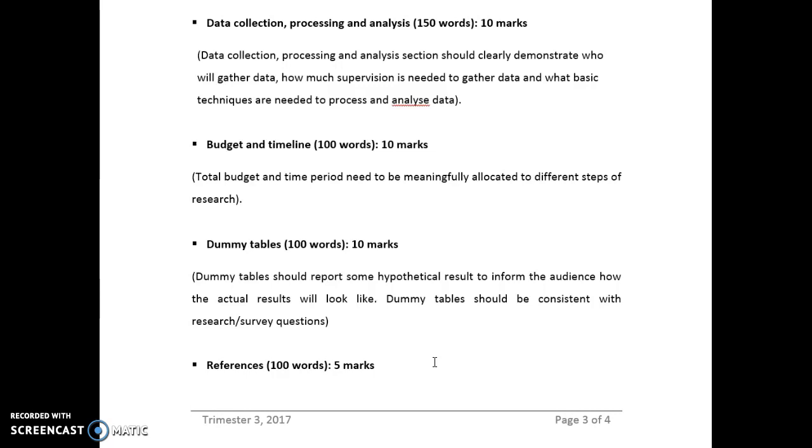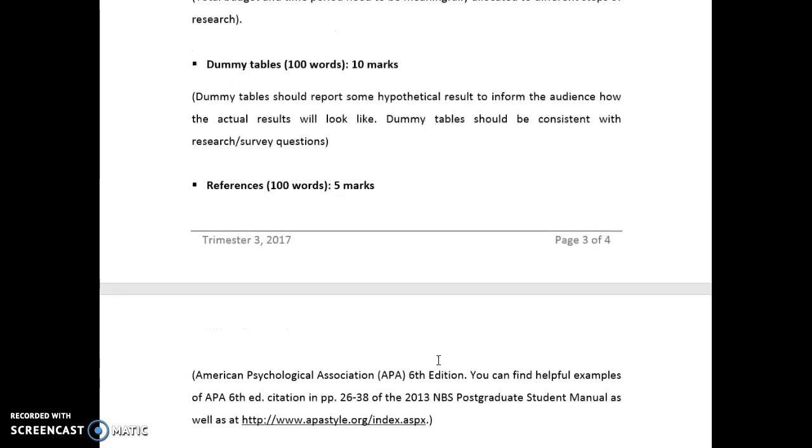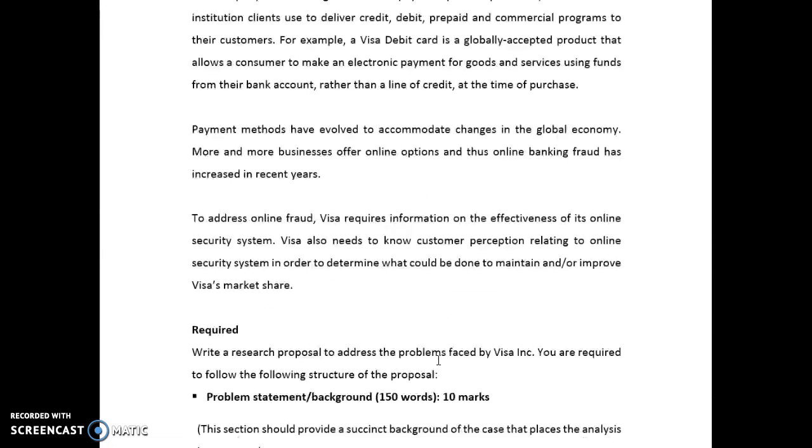For example, let's say you present some regression results in your dummy table. However, you never mention in your research design section that you will be using regression. Or you present some results that are not at all related to the questions that you have presented in your questionnaire. Then the dummy table will be completely irrelevant. As far as the reference is concerned, you should follow APA 6 referencing style. Okay, so this is what I will be expecting in each section.